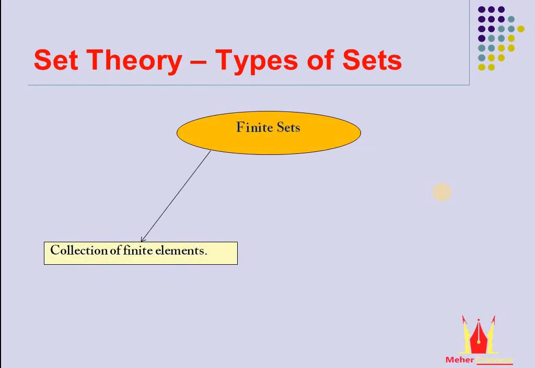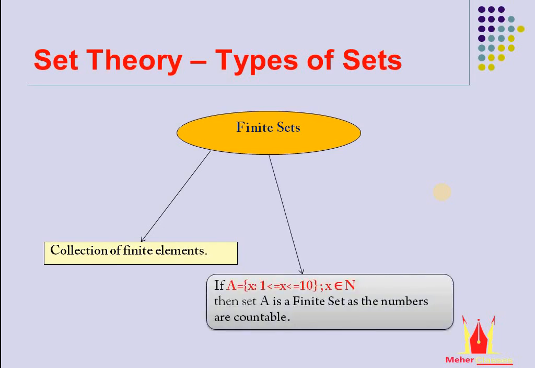Now what is a finite set? As the name suggests, it has the number of elements that can be counted. So the collection of finite elements in a set. Let's take an example of it. If we have the set of numbers between 1 and 10, you can count, right? So including 1 and including 10, you can count the numbers. So set A here is a finite set.